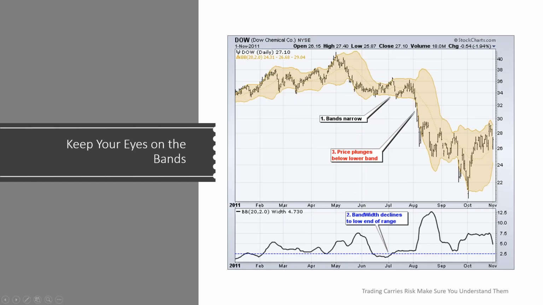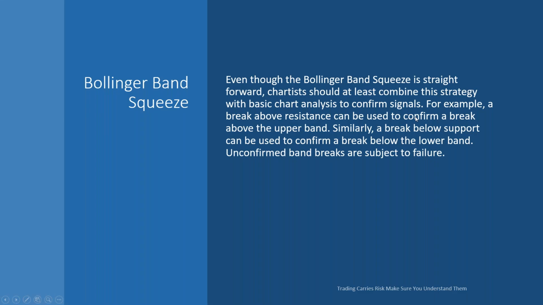So you want to keep your eyes on the band. As the band narrows, okay, and the band width declines to a low end of its range, then we want to be prepared. And in this case, as the price is moving down the band, breaking below the moving average, you see price plunge to the lower end of the band. This would have given us a very strong sell signal.